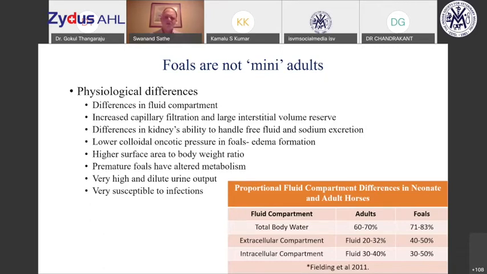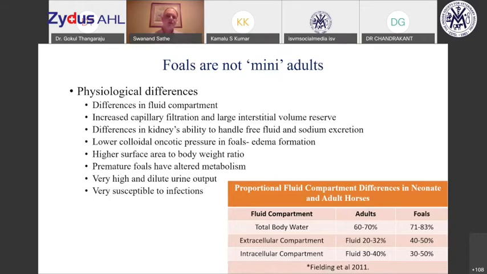Foals also produce a lot of dilute urine. The foal's diet is comprised 100% of the mare's milk in the early few days of their life. And hence, because of this high intake of water, they also produce a lot of urine. Foals produce approximately 6 to 8 ml per kilogram per hour of urine, as compared to 0.5 to 2 ml per kilogram per hour in adults. So the more milk they drink, the more water they excrete. And hence, because of this high dilute urine, they also have high water requirements.